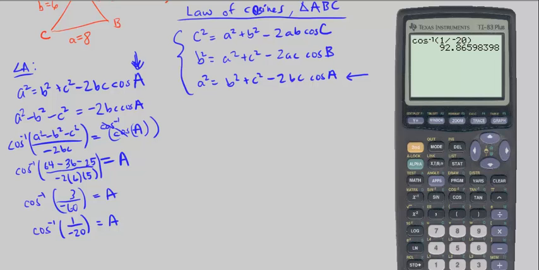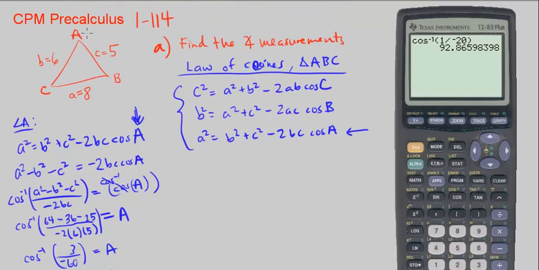And we get 92.86598398. So we get A is approximately 92 point, and let's round to 2 decimal places. So this 5 is going to round the 6 up to 87 degrees. Okay, so let's write that in here. Angle A is equal to 92.87 degrees. Okay, or you could say it's approximately, because that's what it is.